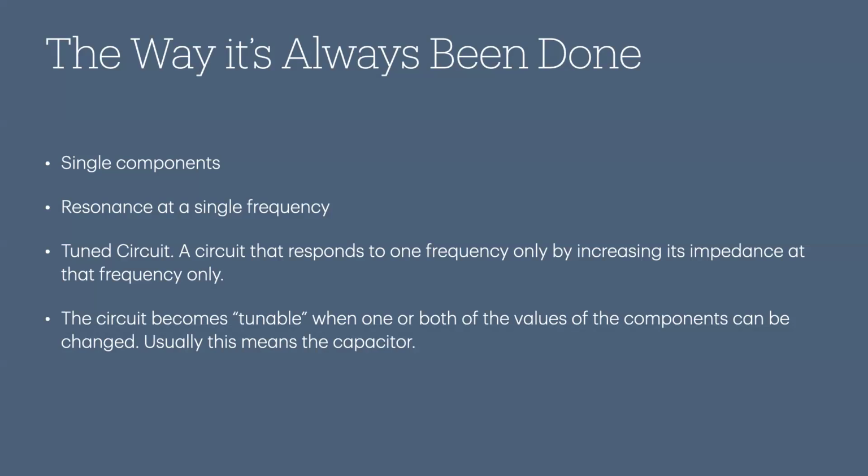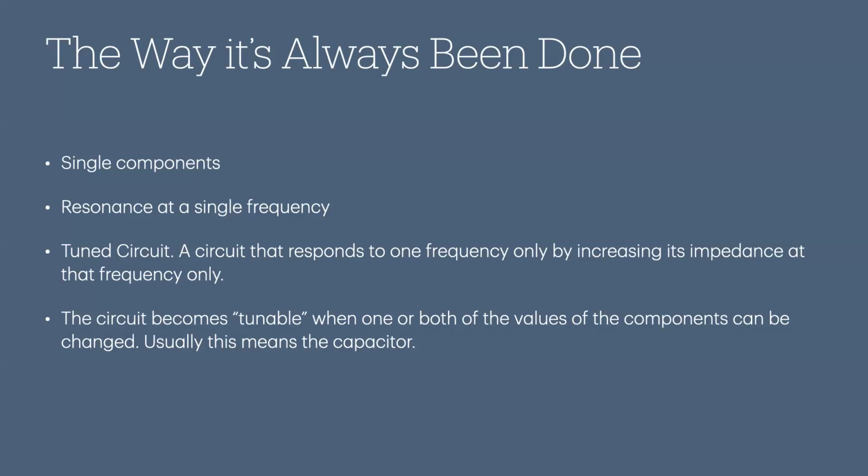We had to find a way to pick individual frequencies out of the air, and there are lots and lots of radio signals coming at you all the time. Now, the solution to this was the tuned circuit, which is a circuit that responds to one frequency by increasing what's known as the impedance.